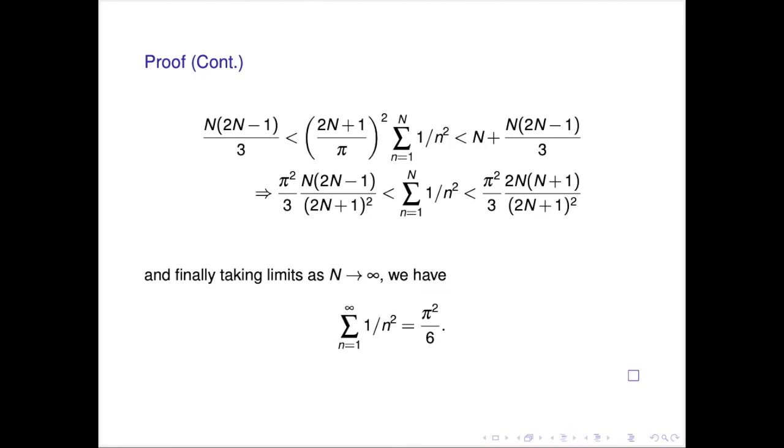And finally, taking the limit as capital N goes to infinity and using the squeeze principle, we have that the sum of 1 upon n squared as n goes from 1 to infinity equals pi squared upon 6, thus completing the proof.